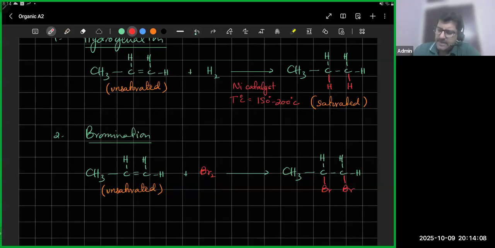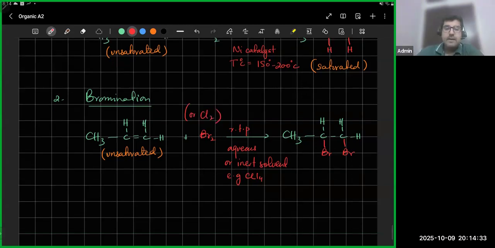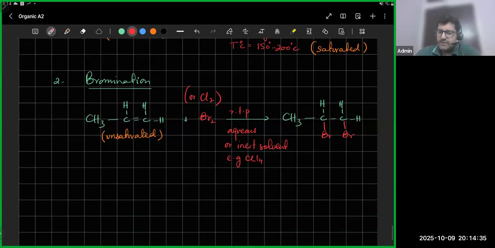So either aqueous or inert solvent. The example of inert solvent is CCl4. Or RTP, room temperature and pressure, no special conditions required, and you could have the same reaction with Cl2 as well. As a bromination, you've studied bromination since O levels.